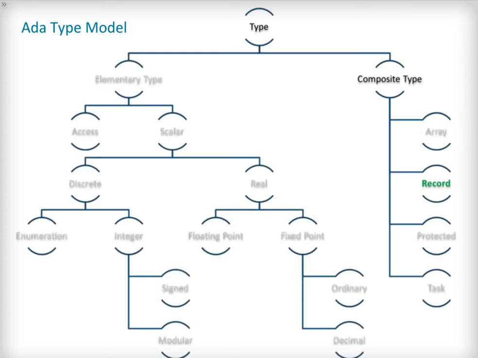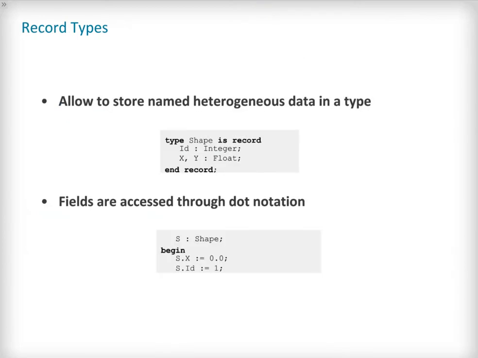Back to the type chart. We saw arrays in the previous presentation. We are now going to talk about a second type of composite data structure, record, which is going to allow us to create heterogeneous data structures. A record is the equivalent of a C structure.